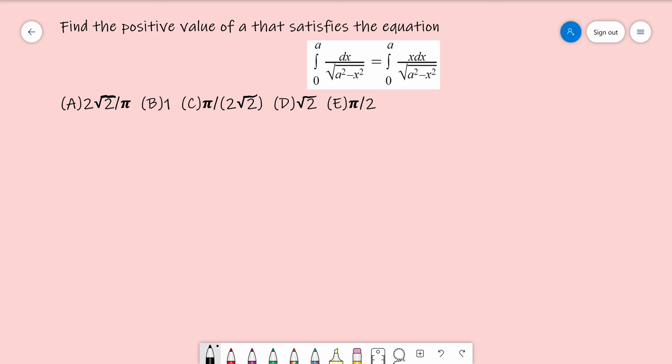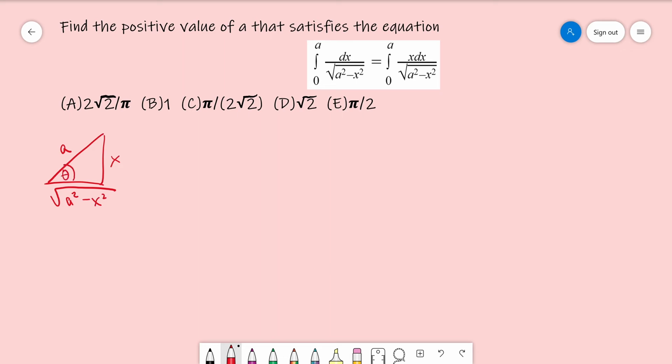The integral on the left is arc sine of x over a. But if you don't remember that, I'll show you how to figure that out. If you look at it, you've got 1 over square root of a squared minus x squared. So you can draw a triangle that has a hypotenuse of a. One of the legs is x, and then the other leg is square root of a squared minus x squared.